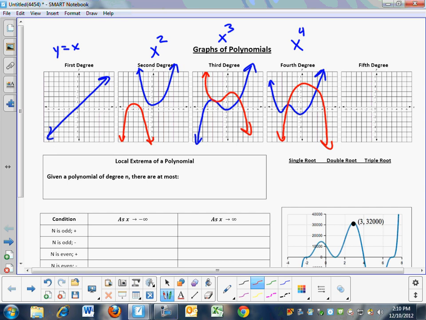Some people look at that and they say, isn't that a parabola? Fourth degrees can also look like that. You might be missing some of the bumps in there, remember. And then fifth degree, something like that.